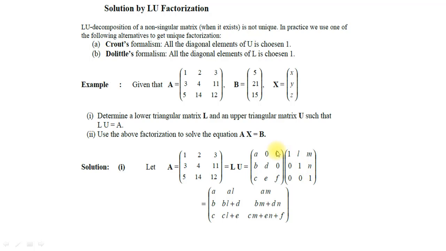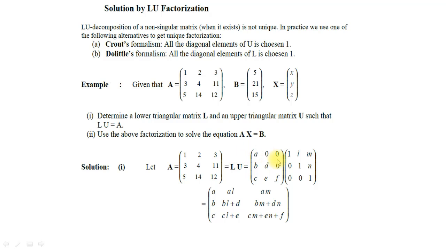And if we use the Doolittle decomposition method, meaning the diagonal elements of the lower triangular matrix are chosen as 1, 1, 1, then these three entries will be unknown, and these three entries also will be unknown. If we use the diagonal elements of the lower triangular matrix as 1, 1, 1, then the first row of the upper triangular matrix will be the same as the first row of matrix A.